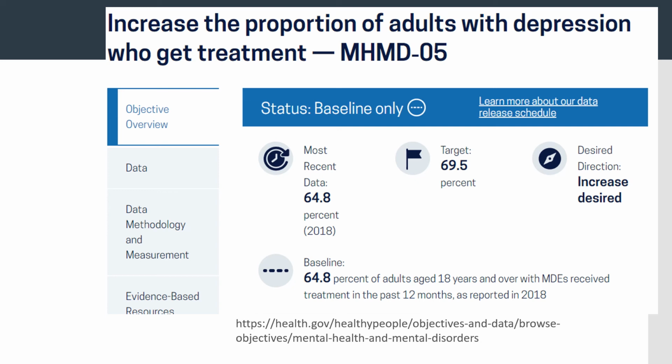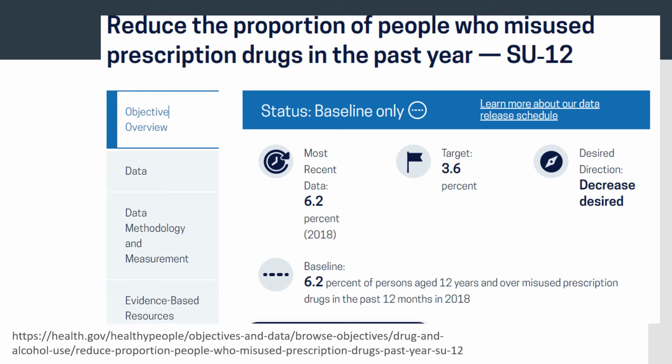And these disorders, if you can assess, screen, and treat, we know that 64.8% of folks are, and this is in 2018, the most recent data from Healthy People 2030, the target is 69.5%. So there's a drive to increase people getting treatment, assessment, screening, and management of depression. And here is a small piece of information about the proportion of people who misuse prescription drugs, 6.2%, moving it down to 3.6.